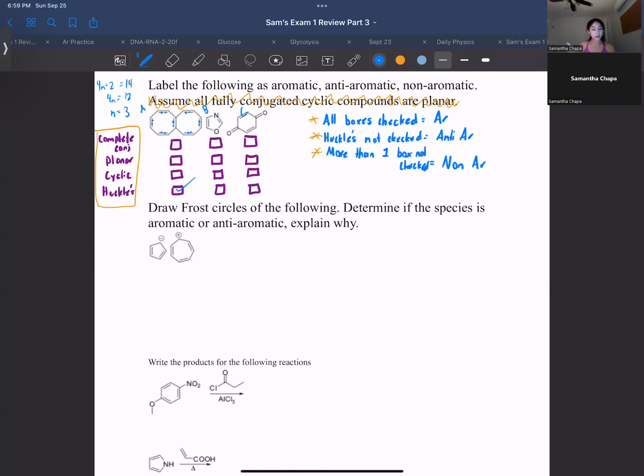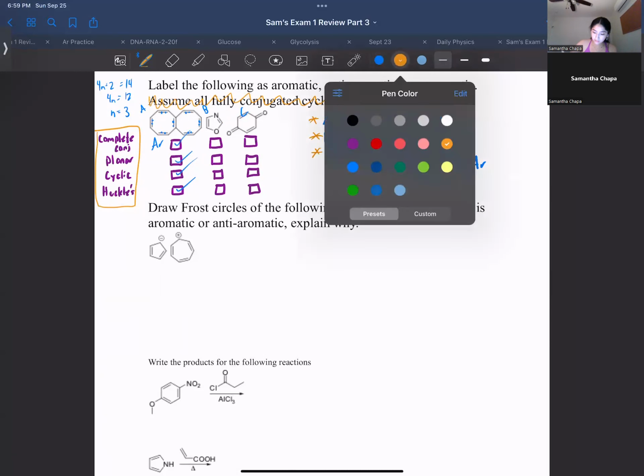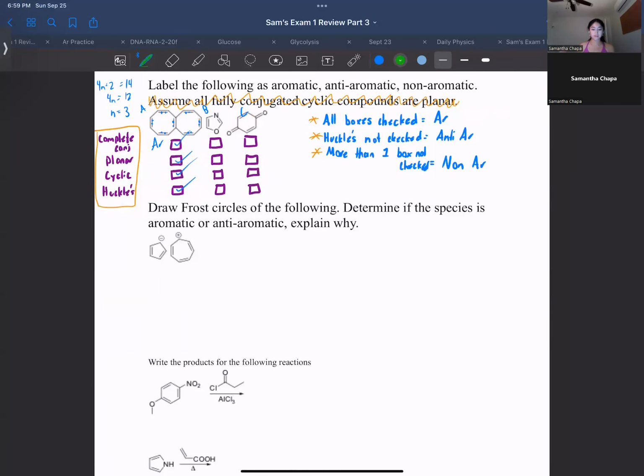So that one's good. We are a cyclic compound. We're completely conjugated. All my carbons in this bicyclic compound are sp2. And so since we're completely conjugated, we're planar. So this is going to be aromatic. Okay, so I changed my color so I can not get confused on this.